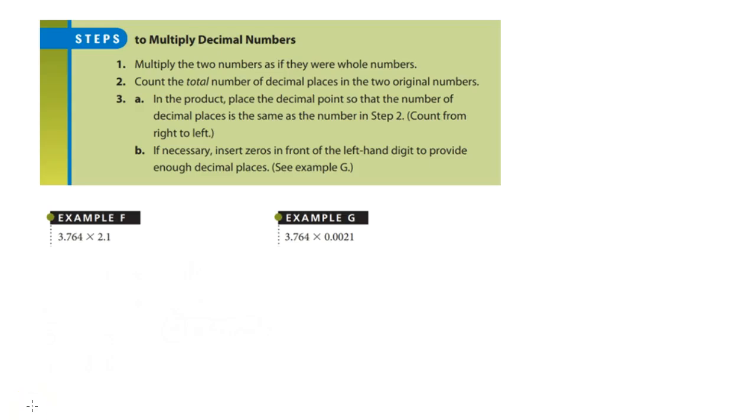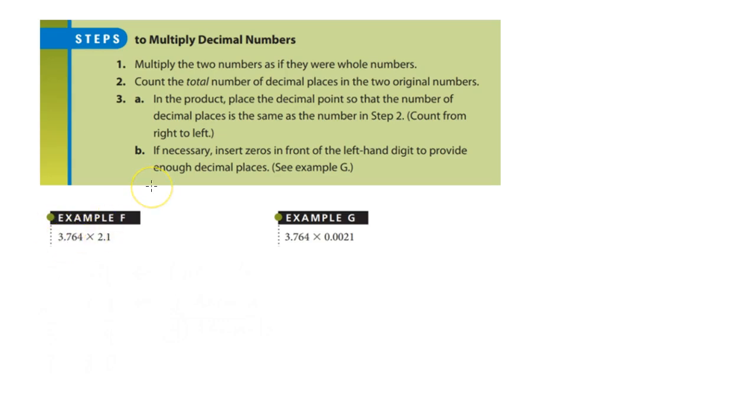All right, we're going to look at multiplying decimal numbers with these two examples here. And let's go through this three-step process. So the first step says multiply the two numbers as if they were whole numbers. So we'll see that actually the process is very similar to multiplying with whole numbers, but then there's this extra step when we just have to deal with the decimals at the end.